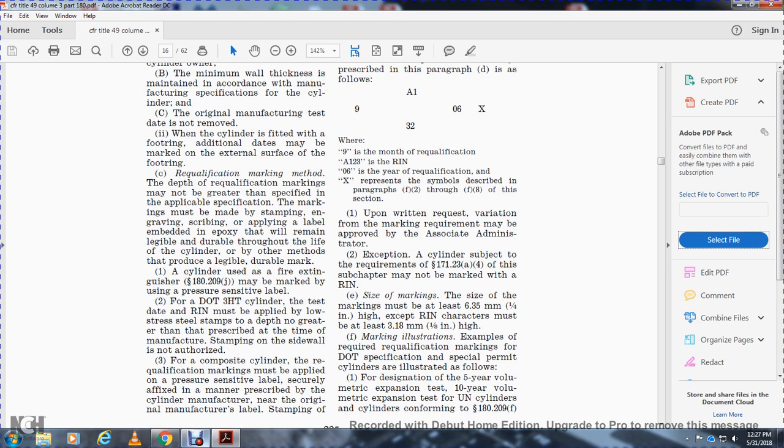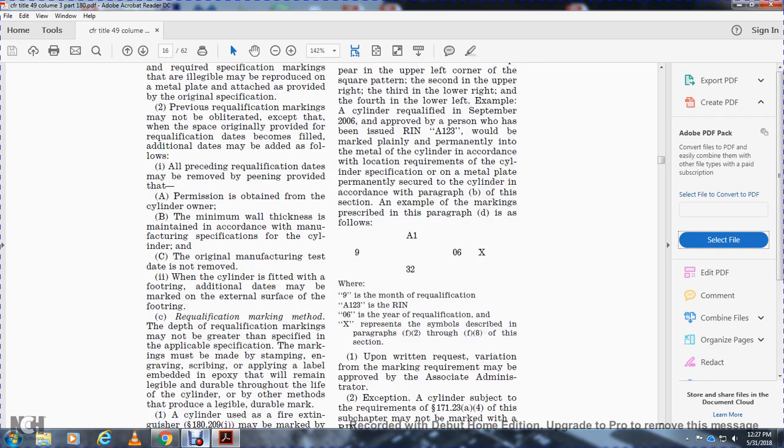For the .3T cylinder, the test of the RIN must be applied with lower steel stamps with a depth no greater than the prescribed at the time of the manufacturer's stamping. The sidewall is not authorized. For composite cylinder, the requalification marks must be applied with the pressure sensitive label that is securely affixed in the manner prescribed by the cylinder. Qualification manufactured from the year of the original manufacturer label stamping.